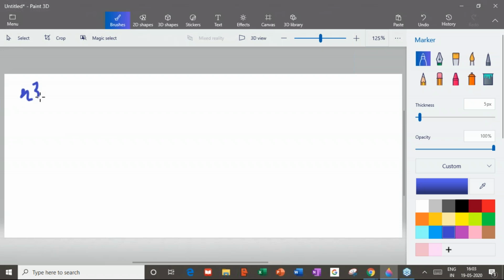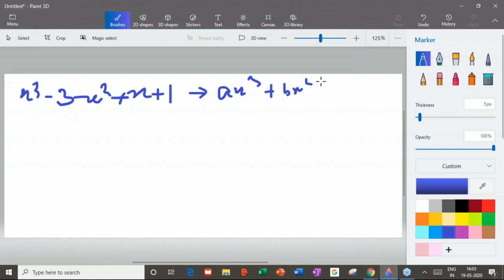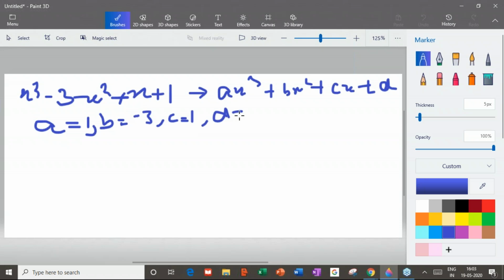Okay, so this equation is x cube minus 3x square plus x plus 1, right? So basically, compare this with ax cube plus bx square plus cx plus d. When you compare this equation with that, you get a as 1, b as minus 3, c as 1, and d also as 1, right?